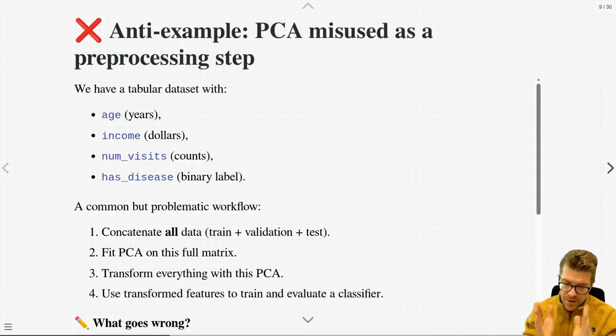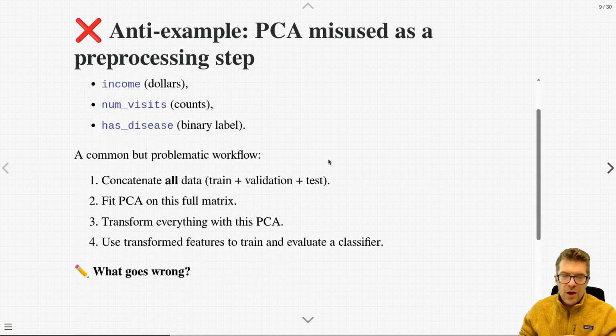Regardless, initially I have a couple of different measurements: age in years, income in dollars, number of visits as counts. So a problematic workflow, which I've seen happen, is this. You take all of the data, you're doing pre-processing mode, so I haven't gone to training yet, so I don't care about training or validation or test. I'm going to take all of my data, I'm going to clean all of it.